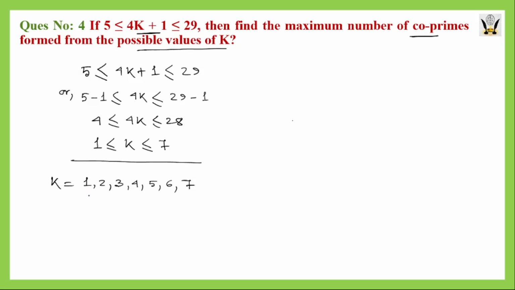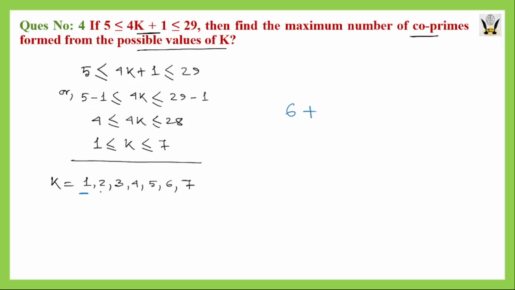form. So when we fix on 1, if we take 1 as reference, then with 1, how many co-primes are possible? With respect to 1, all other numbers will have only one common factor or divisor, and that is 1 itself. So we can say that all other 6 numbers will form co-prime with 1. So for 1, the number of co-primes that is possible is 6.